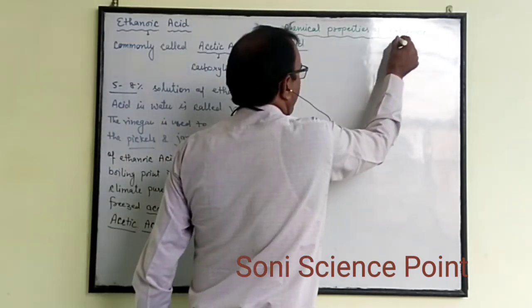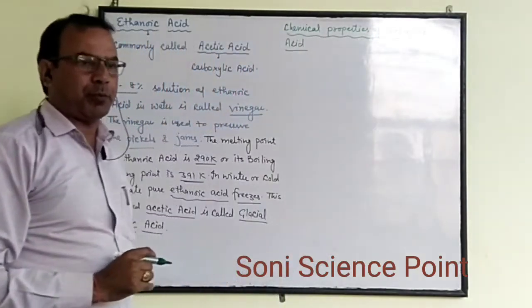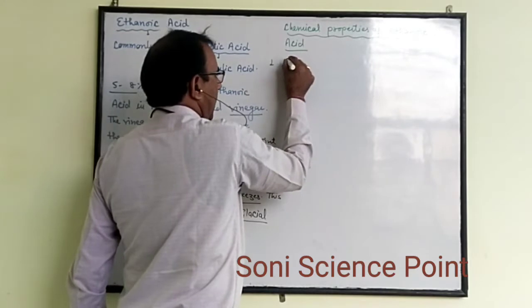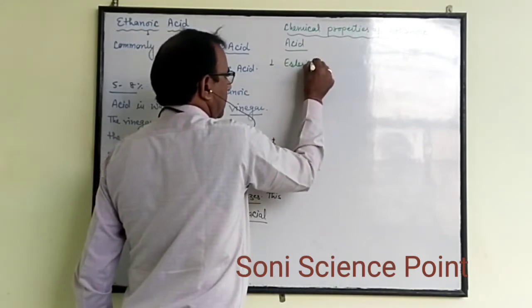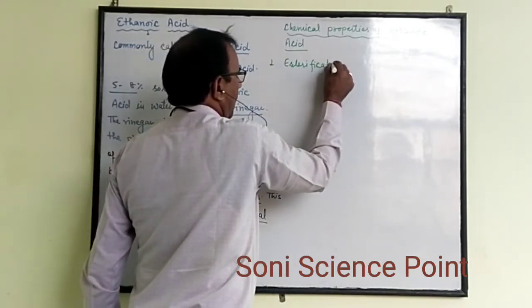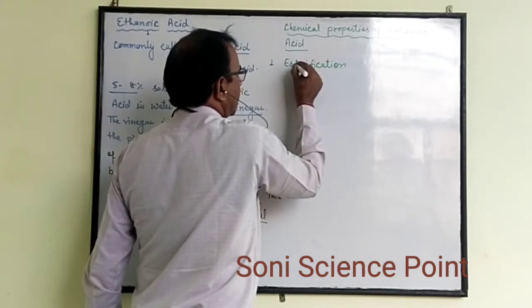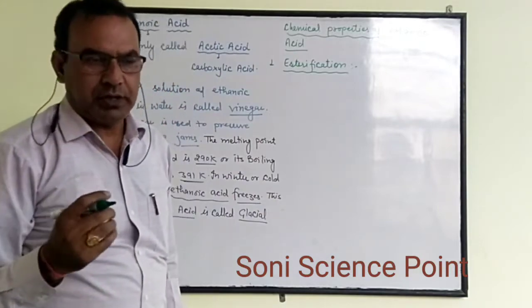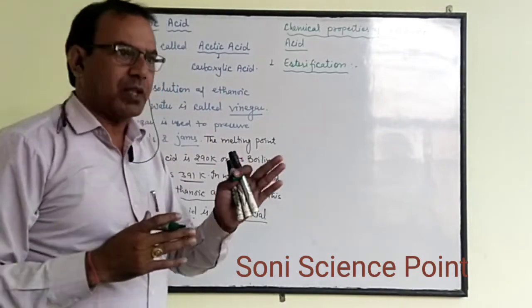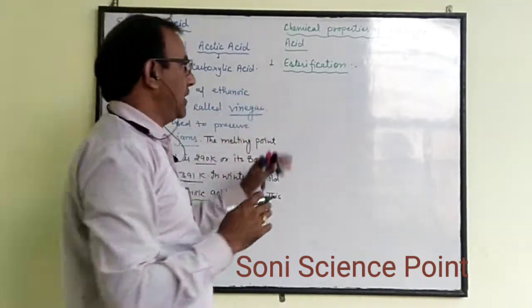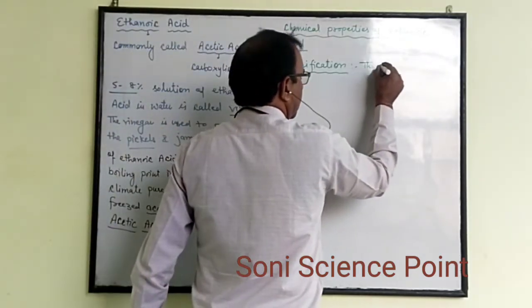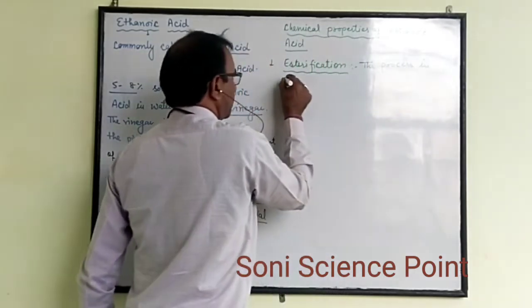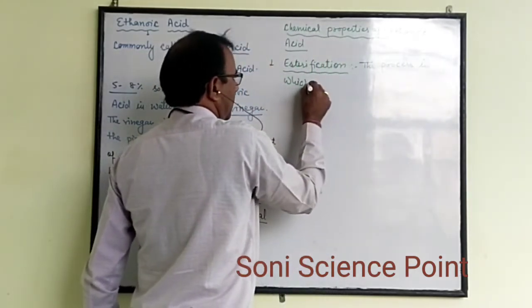What are the chemical properties of ethanoic acid? There are many chemical properties of ethanoic acid. First of all is esterification. What do you mean by esterification? The process in which ester is produced is called esterification.